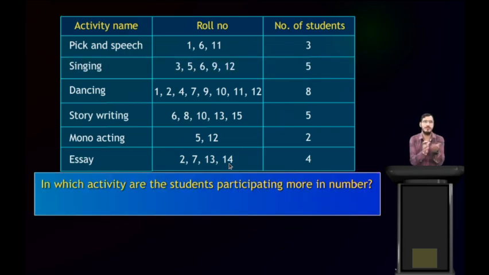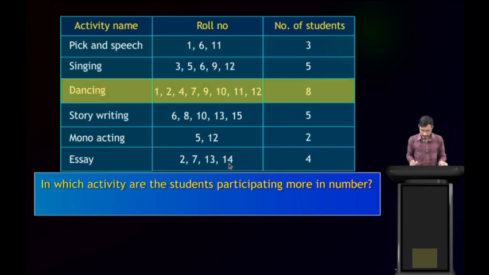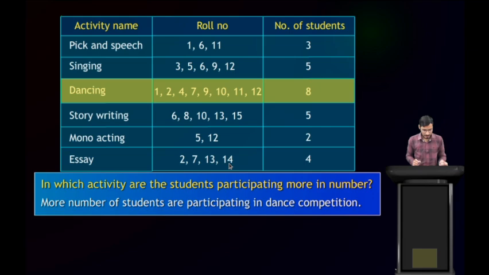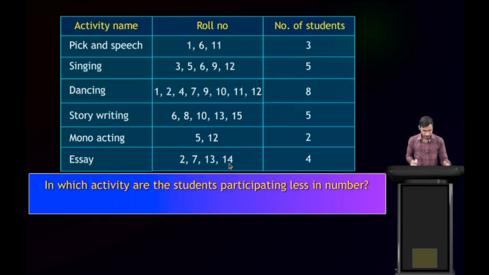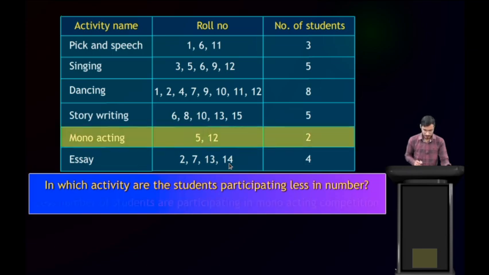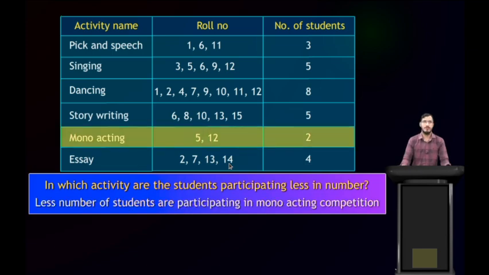Now, when I ask you in which activity are the students participating more in number, can you tell me? Yes, you can see here the number of students, 8, and the activity is dancing. So that means more number of students are participating in dance competition. Now we have one more question here. In which activity are the students participating less in number? So less in number, mono acting.